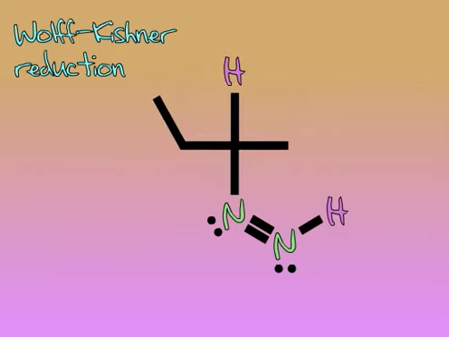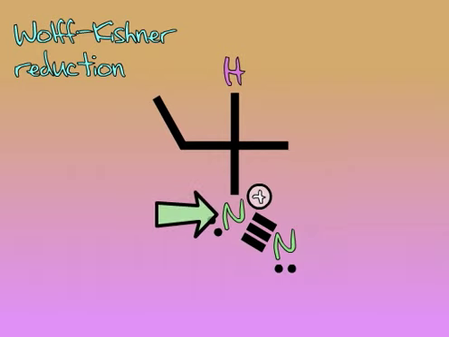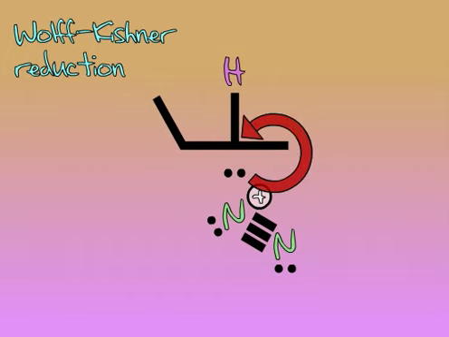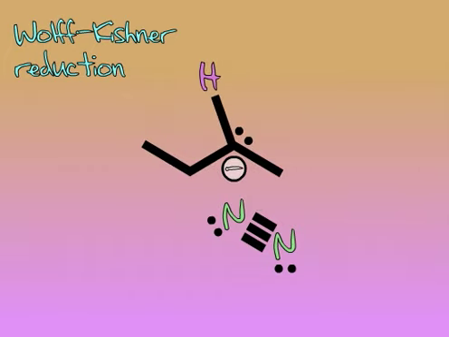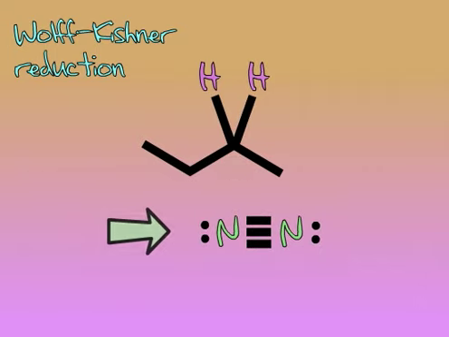The base then abstracts nitrogen's remaining proton, forcing the nitrogen to drop those electrons into a triple bond. The other nitrogen, left once again with a positive charge, breaks free from the carbon, giving the bond electrons to the carbon, which may subsequently be used to draw in a proton. We are left with nitrogen gas and our original carbon chain, minus the carbonyl.